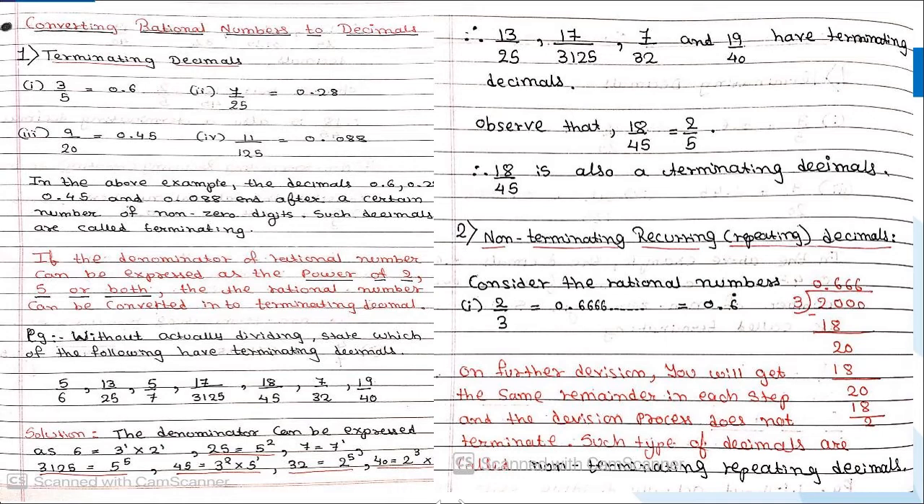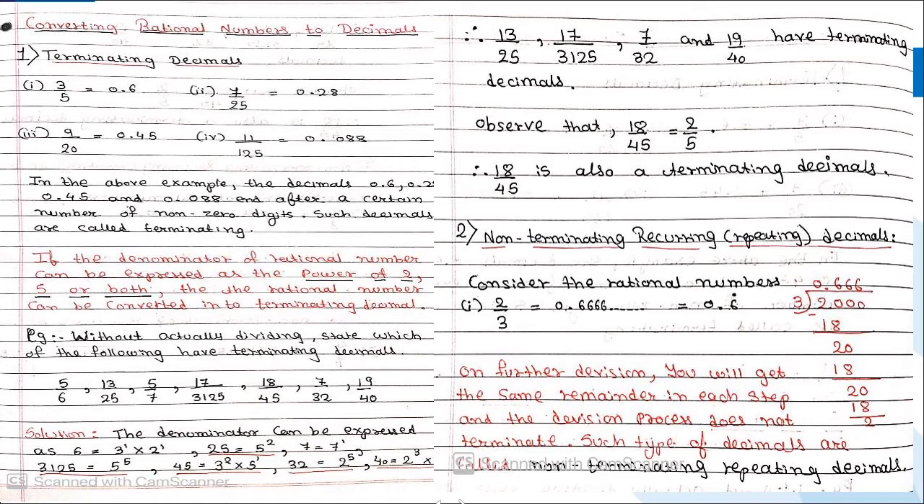So when you get the lowest term 2 upon 5, the denominator has only the prime factor 5, so it will have a terminating decimal. That's why I have underlined 45 also, that 18 upon 45 will also have the terminating decimal. So this was the unique case you have to remember.